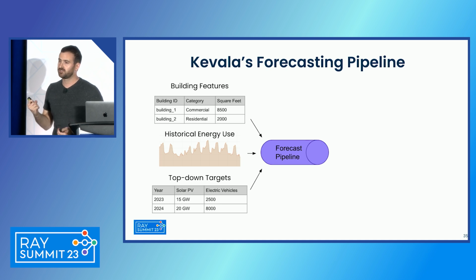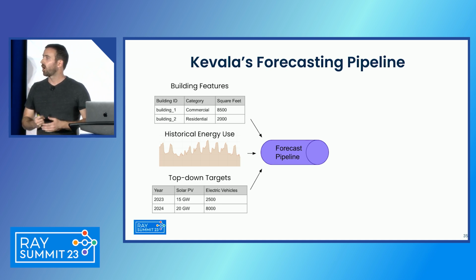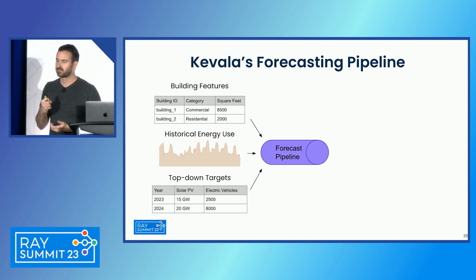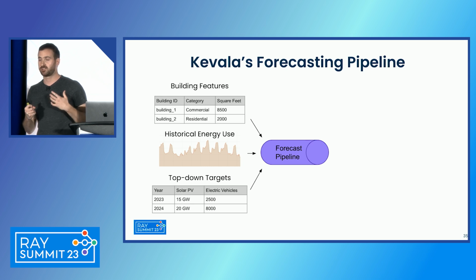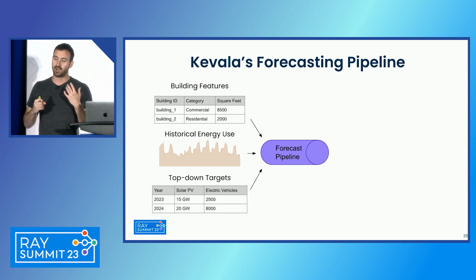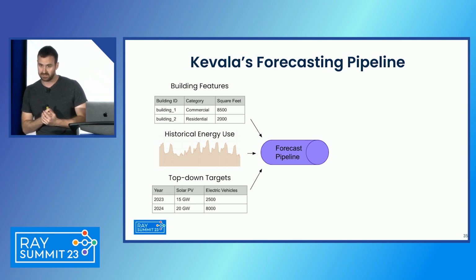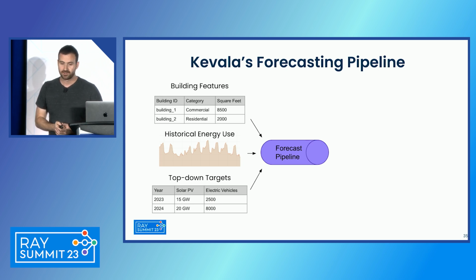And then we also use these top-down targets, which are a really important part of how utilities and regulators tend to plan, because they're often working with mandates that may have come from other parts of the government, and their goal is to make sure that they're going to be able to fit a certain amount of either renewable energy or electric vehicles by a certain year.